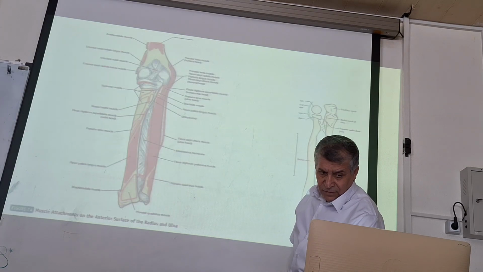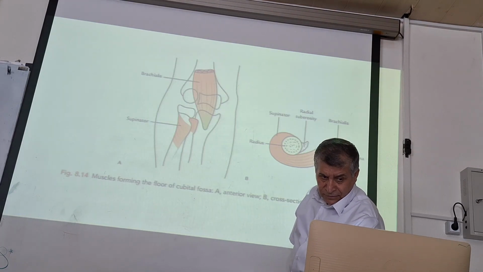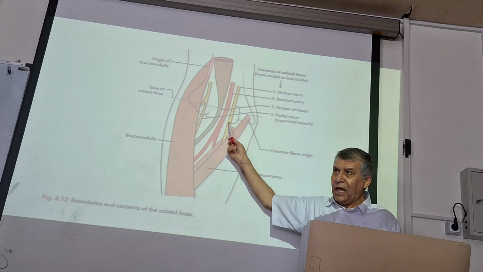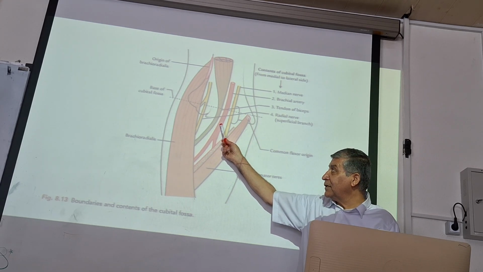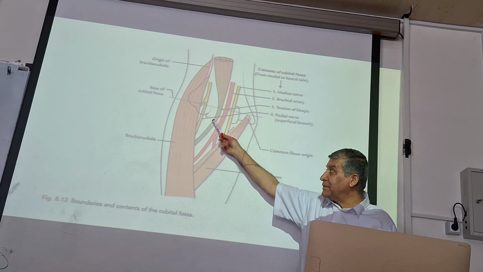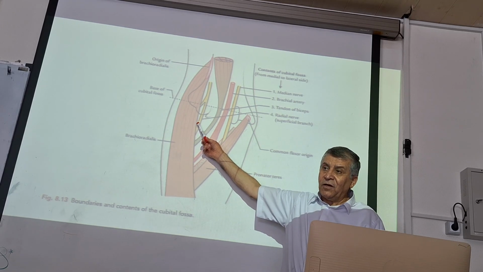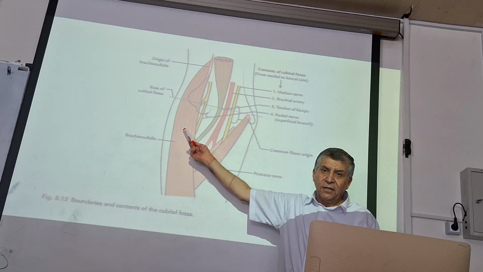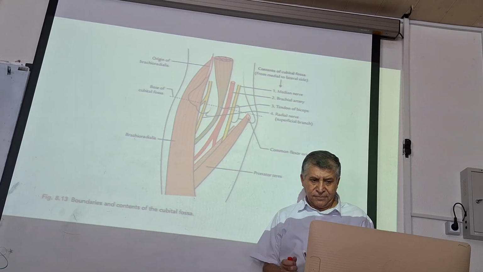The contents of the fossa from medial to lateral are the median nerve, brachial artery, tendon of the biceps, and radial nerve, which is hidden behind brachioradialis.